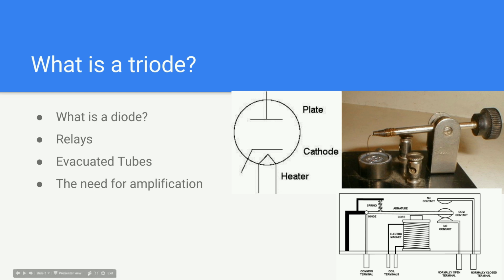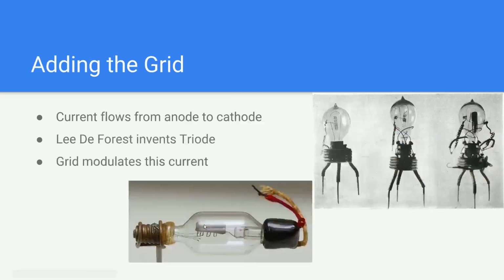And tubes themselves, for the evacuated tubes part, they evolved from basically Edison's light bulb, which had simply a heater or a filament to create light rather than heat. And as I said earlier, adding the grid, which is this wavy thing in between here, allows you to vary the current between the anode and the cathode, sorry.